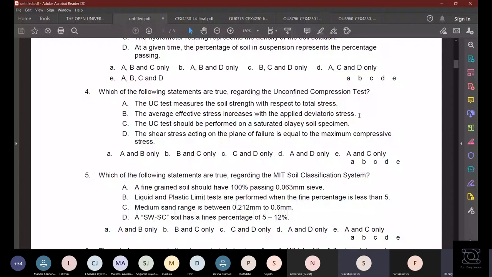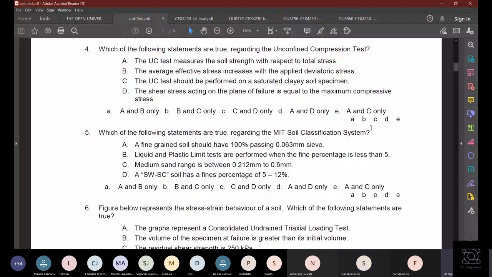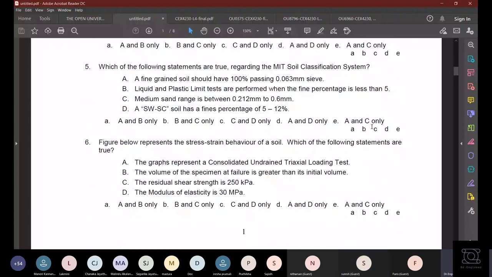Which of the following statements are true regarding the MIT soil classification system? Under the MIT soil classification system, a fine grained soil should have 100% passing 0.063 millimeters. If there is only 50%, then we can consider it as more than 50%, then we can consider it as fine grained soil. So that is wrong. Statement A is wrong.